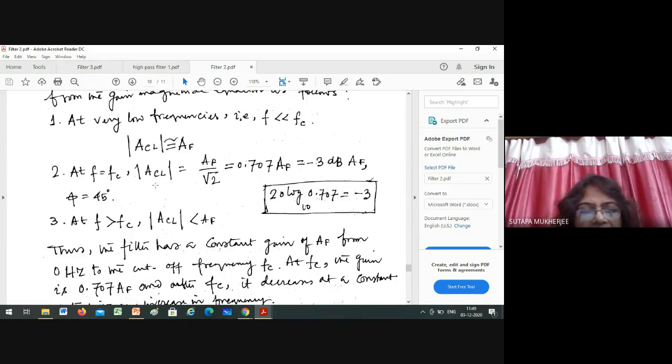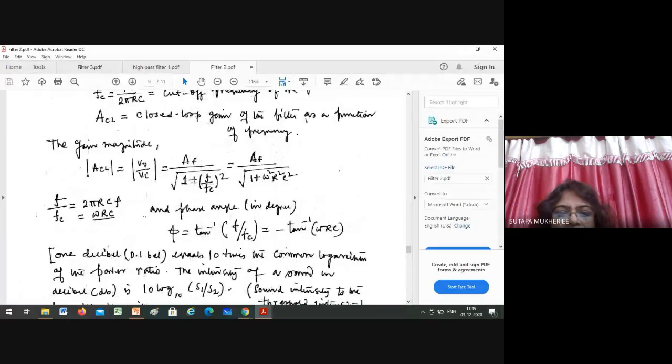So at f greater than fc, let us see. We applied three conditions. If f is very much less than fc, the gain magnitude is approximately the maximum value. If f equals the cutoff frequency, the gain value is 0.707 AF, that is -3 dB of AF. Now if f is greater than fc, put the value here. If it tends to infinity, then 1 by infinity will be 0. So this magnitude tends to 0 at higher frequency.